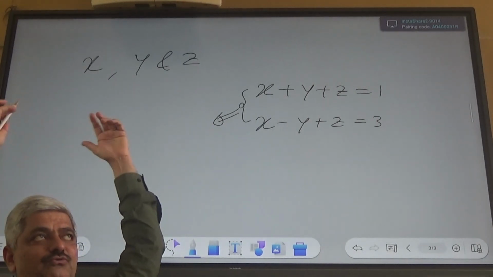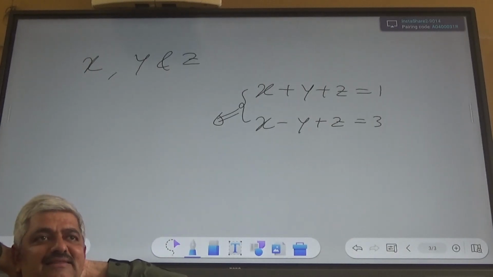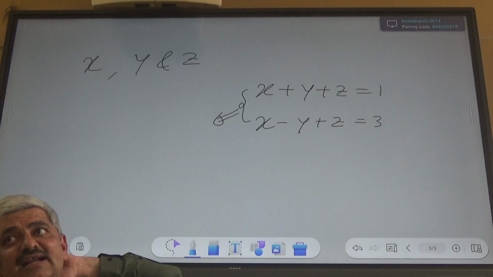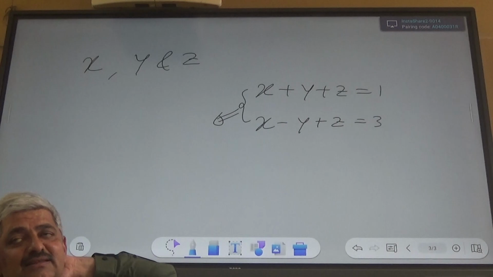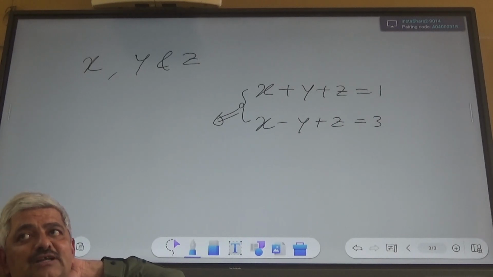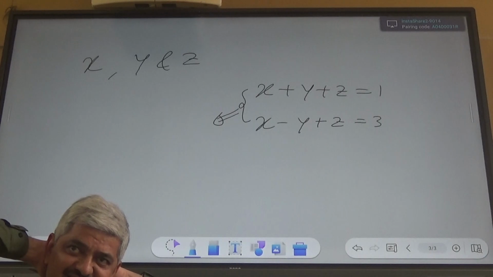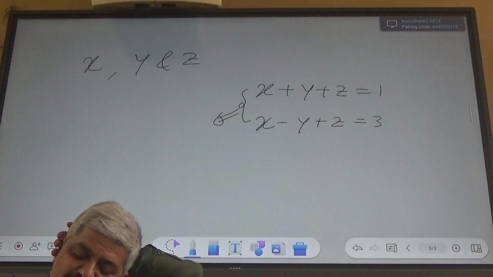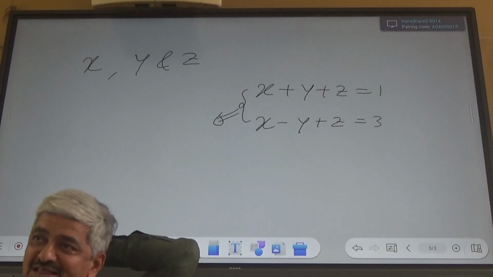So I hope that your vision should be broadened. First equation represents one plane, which is having huge set of points, infinite set of points. Second equation represents another plane, which is a non-parallel plane, which also consists of infinite points. Then their intersection, the set of points which satisfies both equations, is also an infinite set.